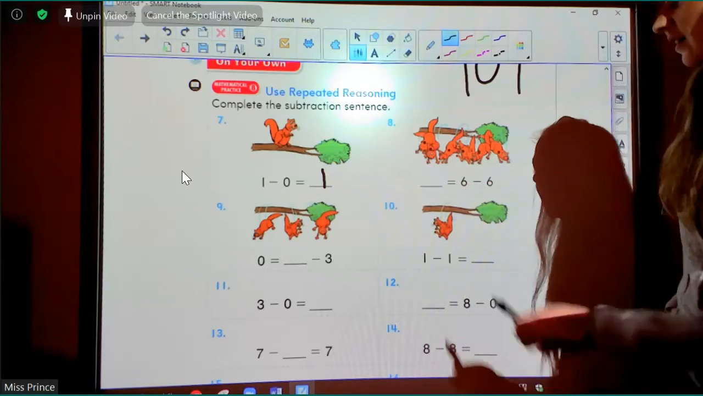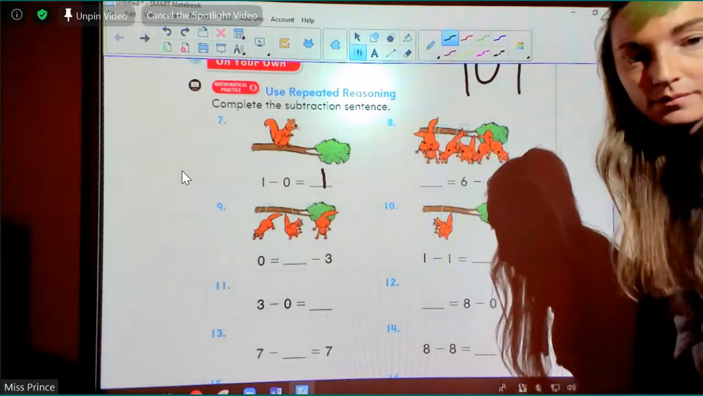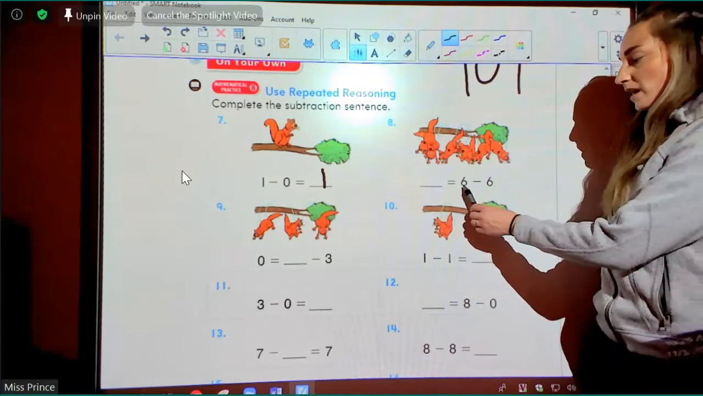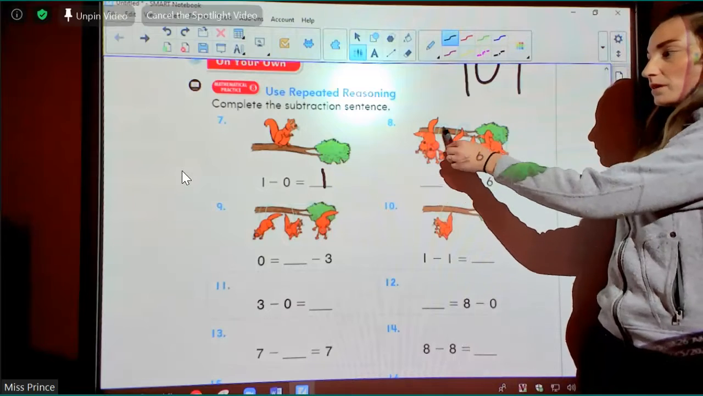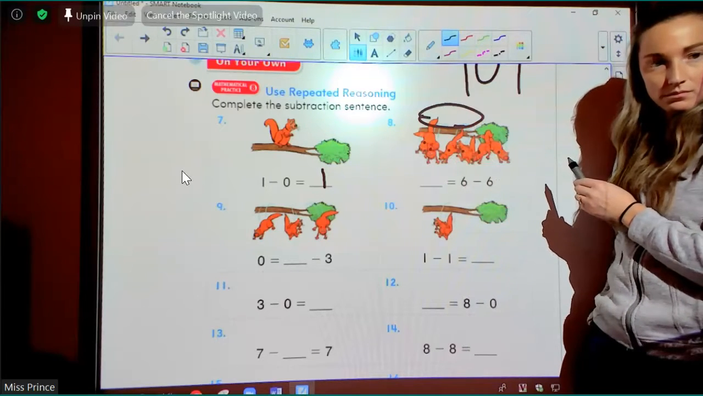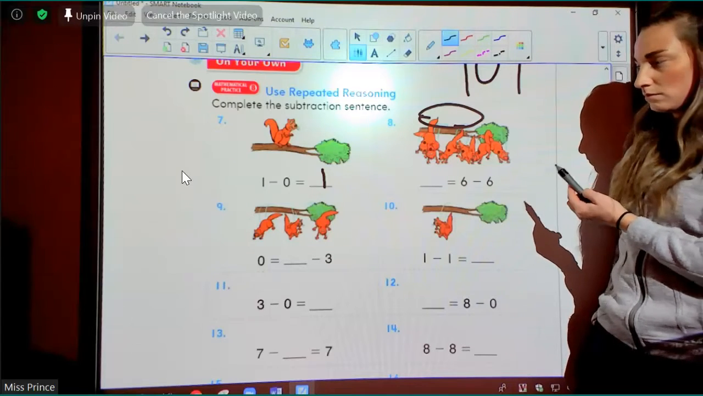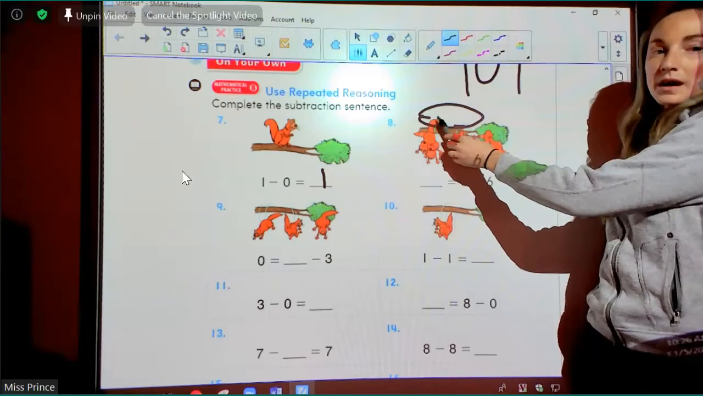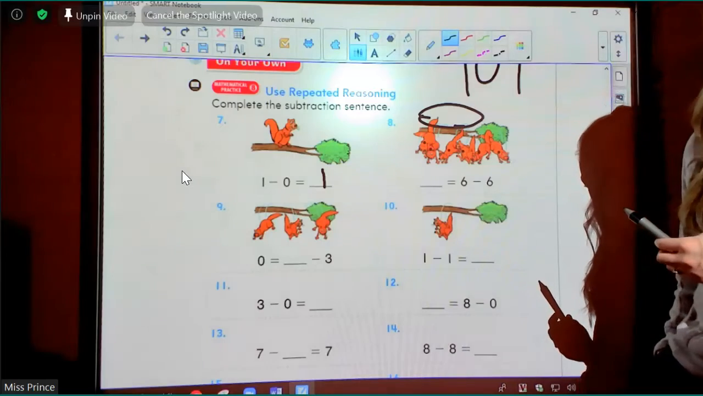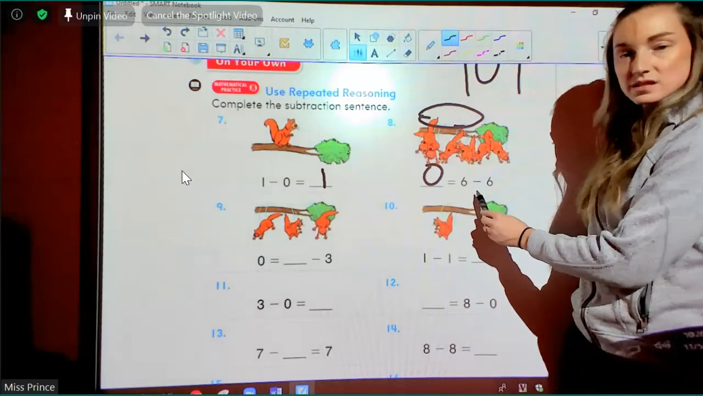So, Alakai, they all jumped off. How many are left over? 6. We have 6. They all jumped off. How many are left up here, right here? I don't see any squirrels left up here. How many squirrels are left up here? 0. So this says 0 is 6 minus 6.